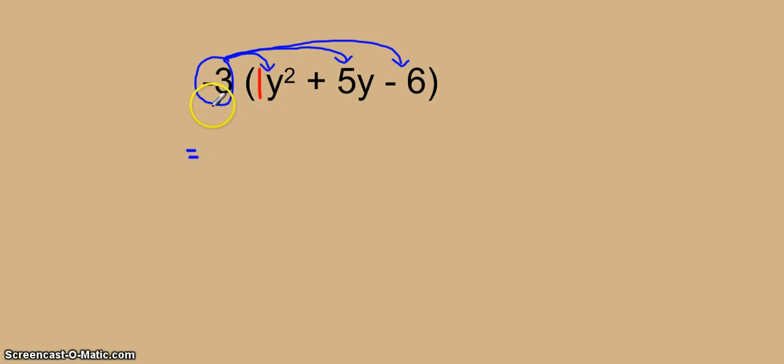Then we just go ahead and do -3 times 1y squared gives me -3y squared. -3 times positive 5y gives you -15y. And -3 times -6 is positive 18. Watch your signs when you're doing these multiplication questions. This concludes our lesson on multiplying polynomials by a constant term.